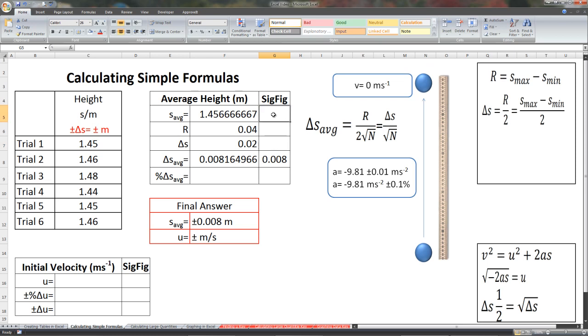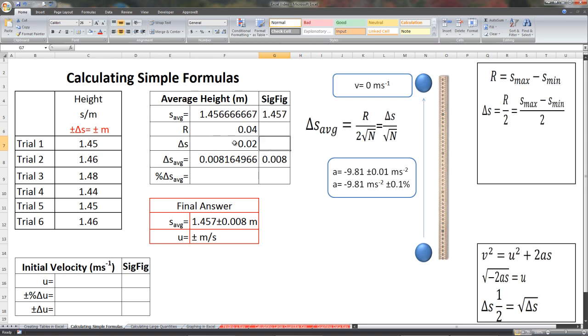And so this is where I'm going to go back and type in 1.457. All right, so by taking the average, or taking multiple trials, I actually decrease my uncertainty, which then increases the accuracy of my values. And so my actual average is 1.457 meters, or 145.7 centimeters. And so my significance is actually greater than what I originally measured.